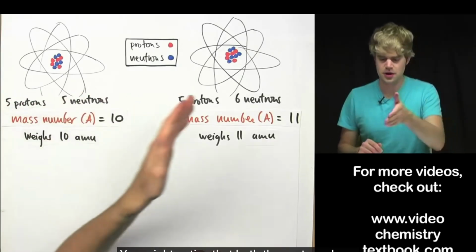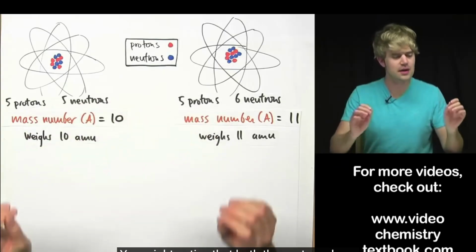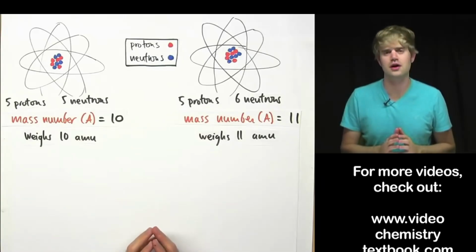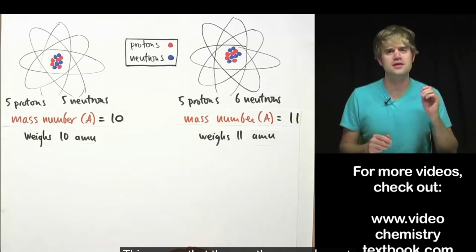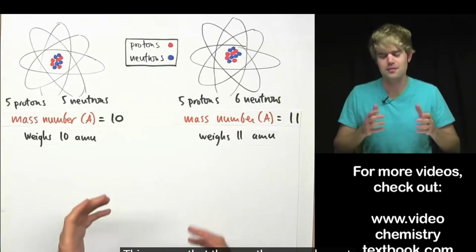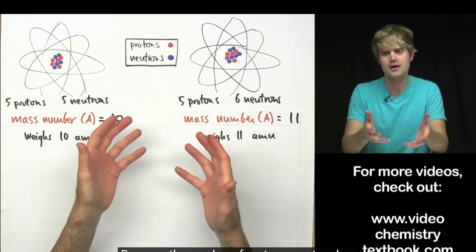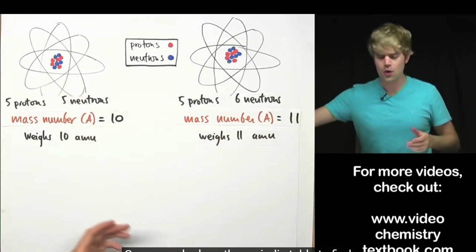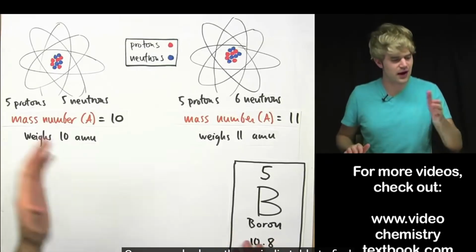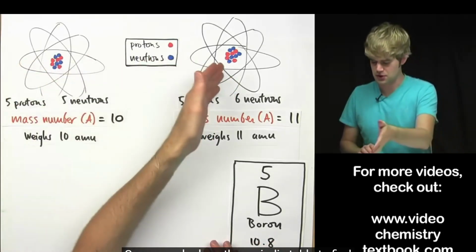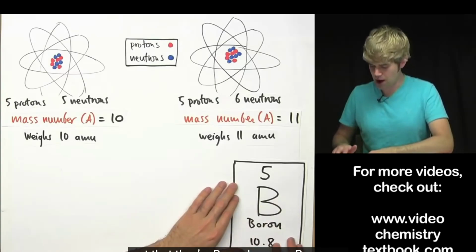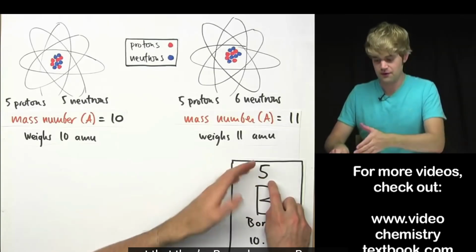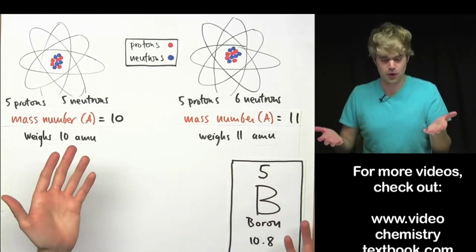Now, let's talk about atomic mass. You might notice that both of these atoms have the same number of protons in their nucleus. 5 protons here and 5 protons here. This means that they are the same element, right? Because the number of protons an atom has determines what kind of an element it is. So, we can look on the periodic table to find out what element these atoms are. And it turns out that they're boron, because boron up here has an atomic number of 5. 5 protons in your boron.